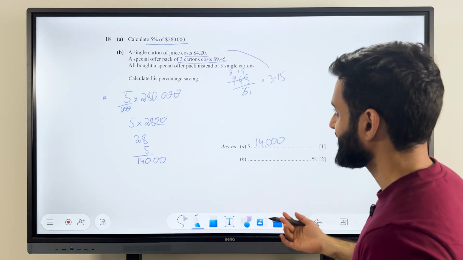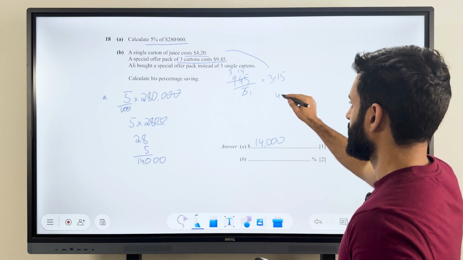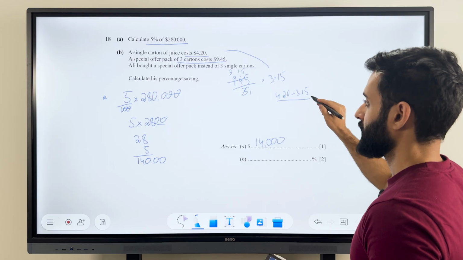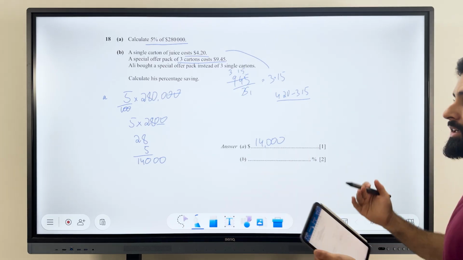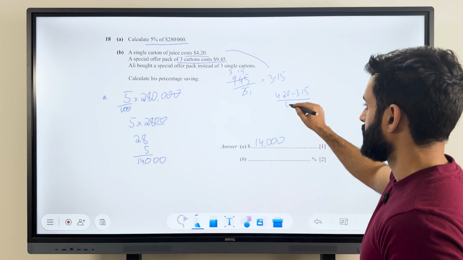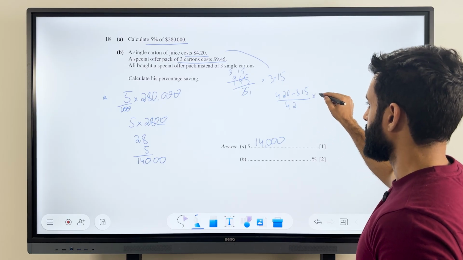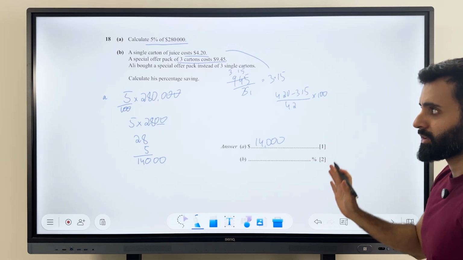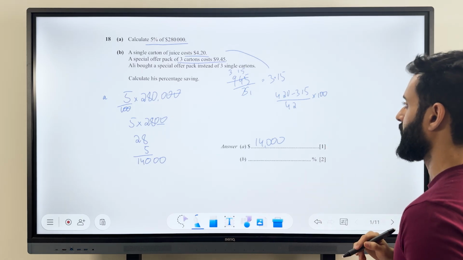So what is his saving? His saving would simply be 4.20 minus 3.15. And we want to calculate this as a percentage, so we're going to divide it by the original amount, the amount without any savings. That means 4.2, and we're going to multiply this by 100. Now, whether you write it as 4.2 or 4.20, please know that it makes no difference whatsoever.